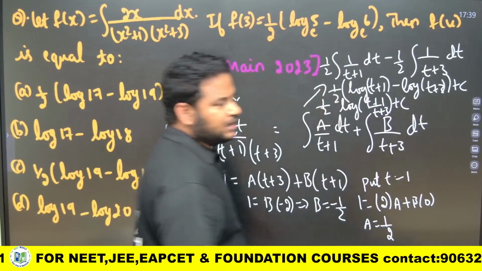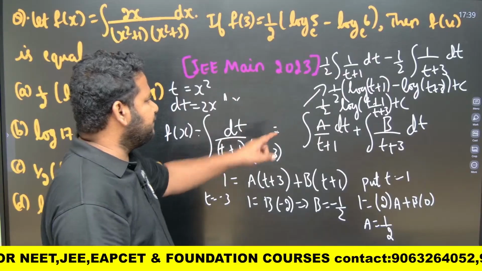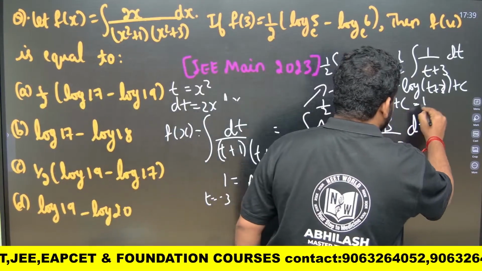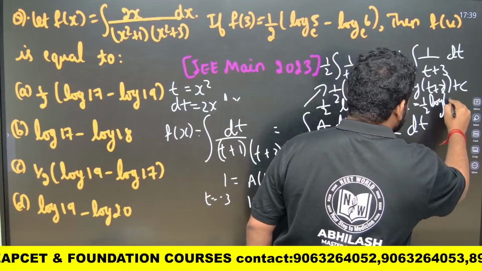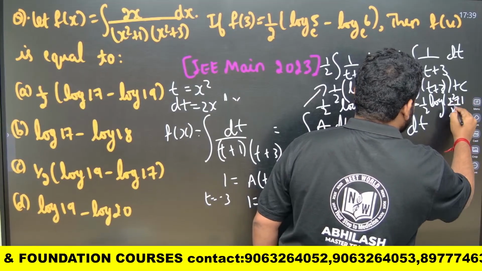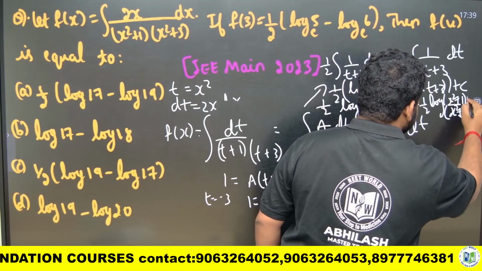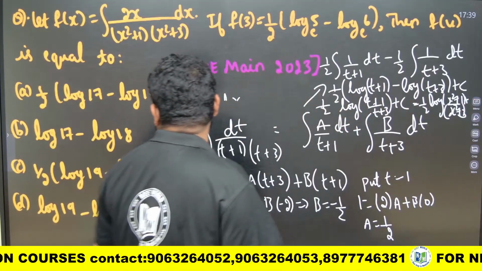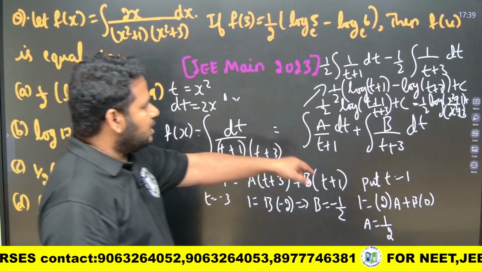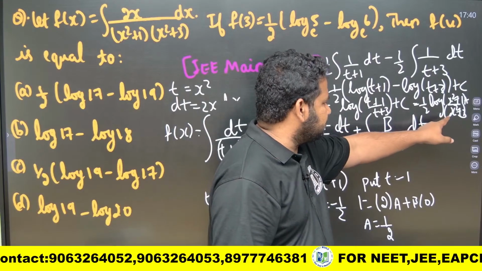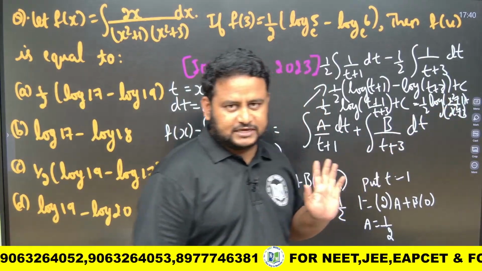But t is equal to what? x square. So this will become half times log of x square plus 1 by x square plus 3, plus c. Okay, that is nothing but equal to what? That is which option? Okay, we got half times log of x square plus 1 by x square plus 3 plus c. This is what we got.